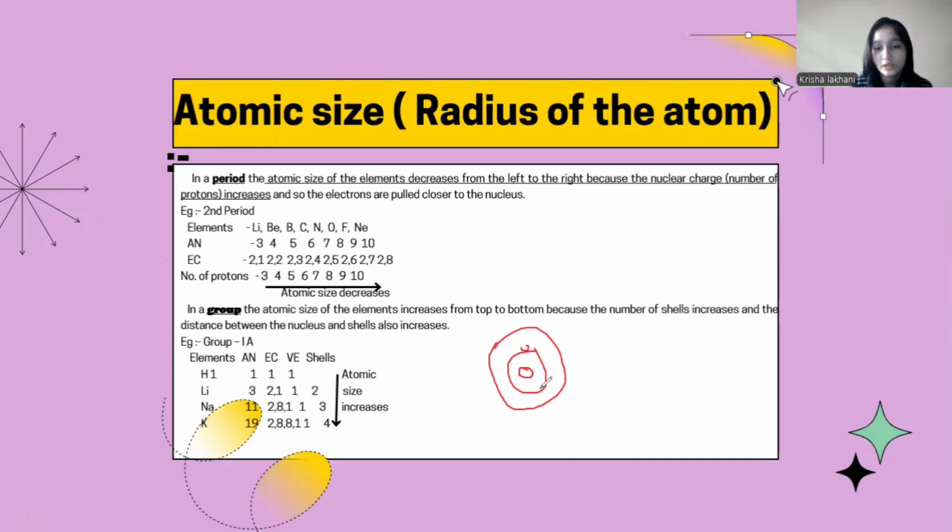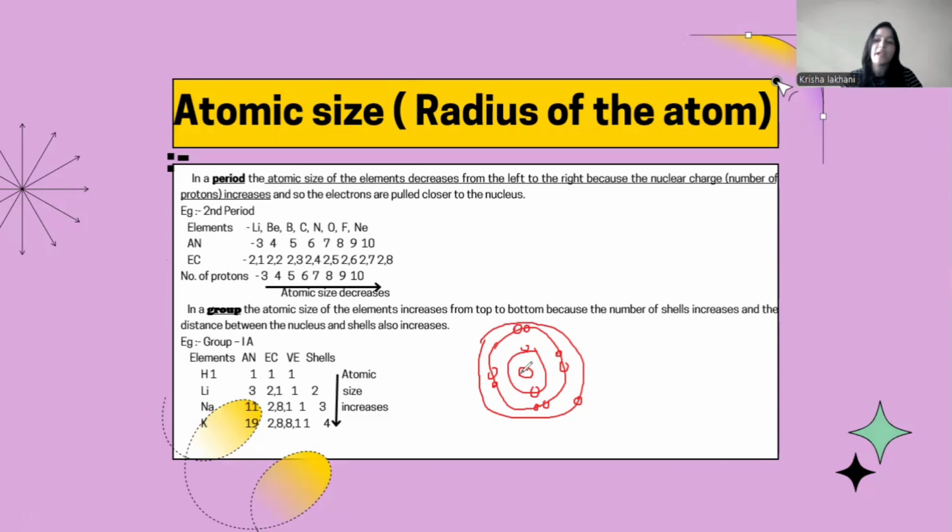This is 1, 2, 3. This is lithium. Next comes sodium. Sodium has how many electrons? 11. So we add 1, 2, 3, 4, 5, 6, 7, and 8 already there, and one more orbit. So can you see we made lithium into sodium? There is one more shell that is added. So that is why the size has increased down the group.